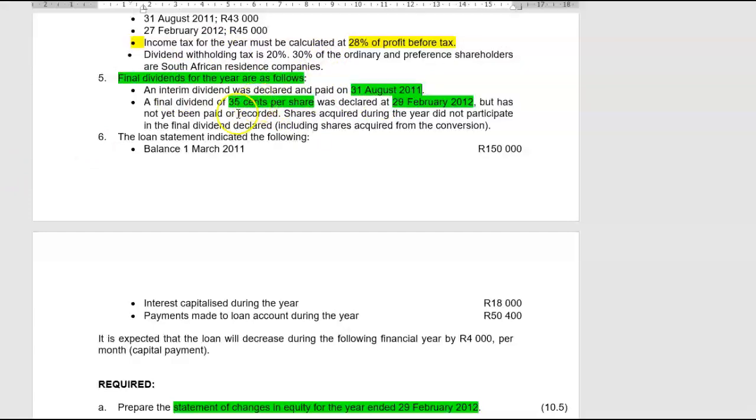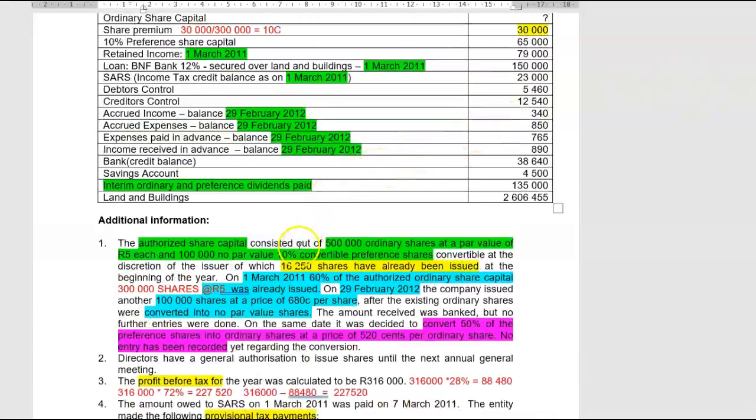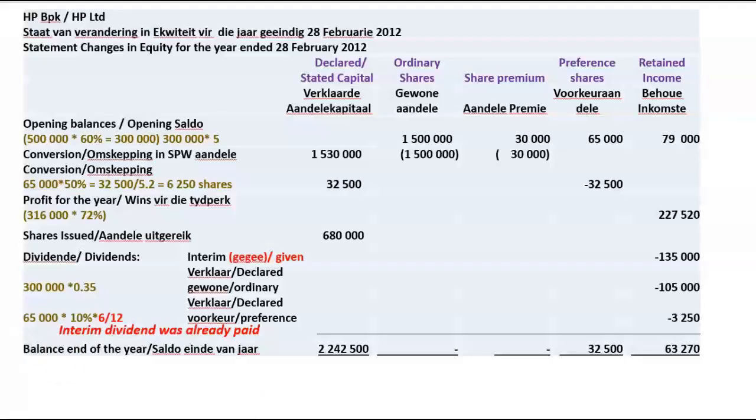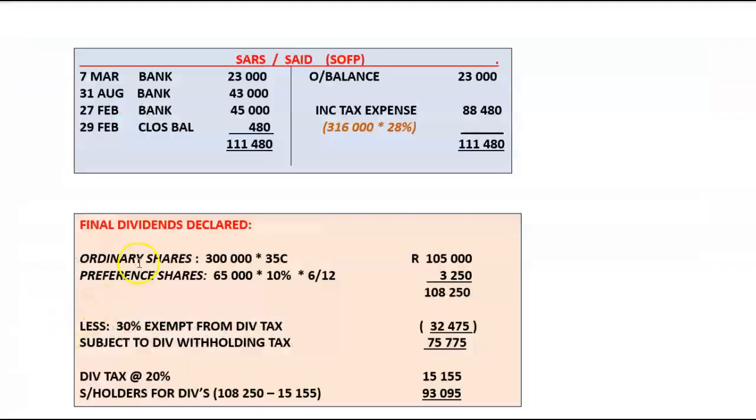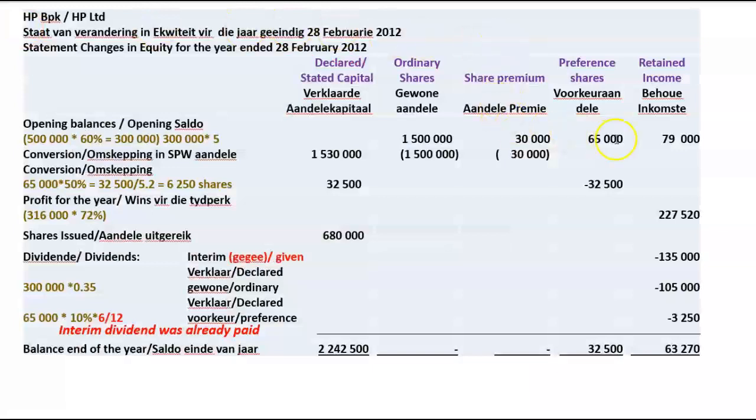So therefore, we also have to make provision once we declared an ordinary dividend, by implication, we've already declared the preference dividend. So for the last 6 months of the year, we also have to provide that 10% pref dividend. So our total dividend for the year on the ordinary shares is going to be the 300,000 shares at 35 cents, which is 105,000, plus on our pref share capital, it was the 65,000.